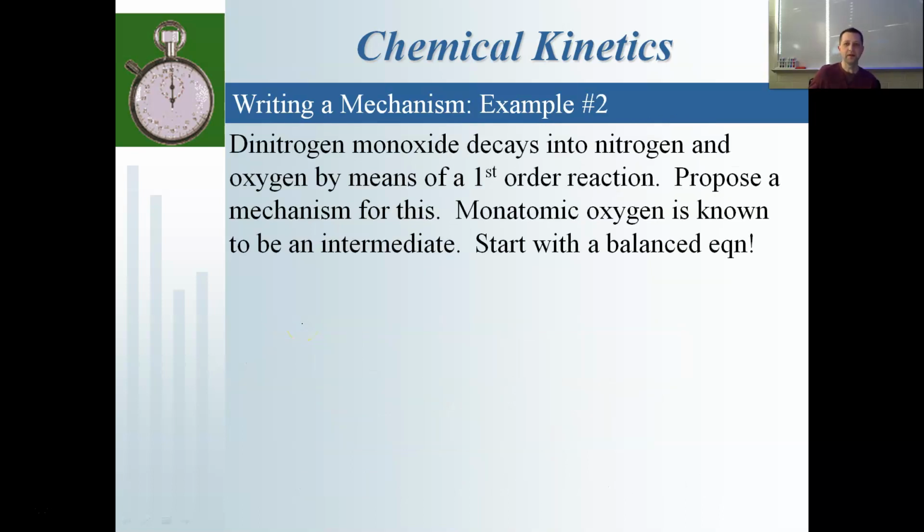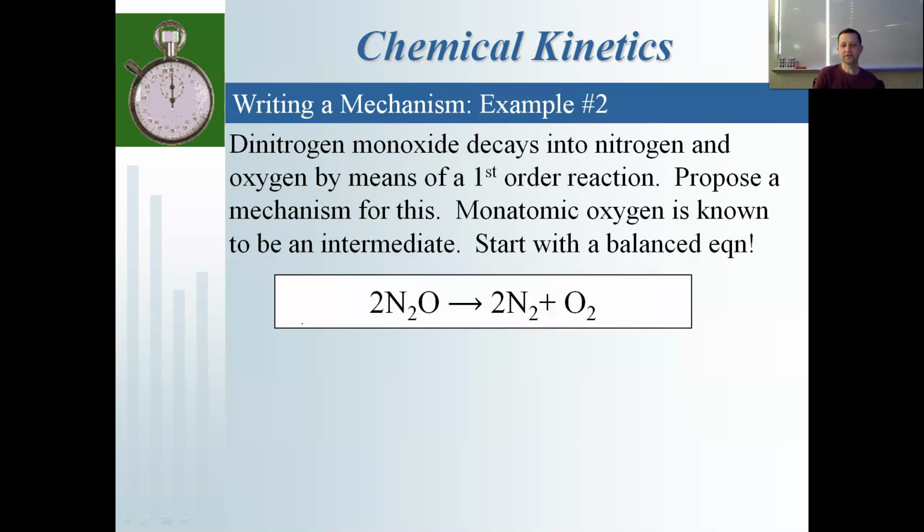All right. Here's another example for you. Dinitrogen monoxide decays into nitrogen and oxygen by means of a first order reaction. Propose a mechanism for this. It gives us a little bit of a hint. It says monatomic oxygen is known to be an intermediate. Start with the balanced equation. So dinitrogen monoxide, which is N2O, decays into nitrogen and oxygen.